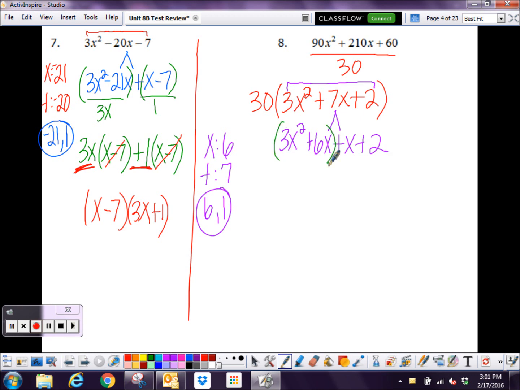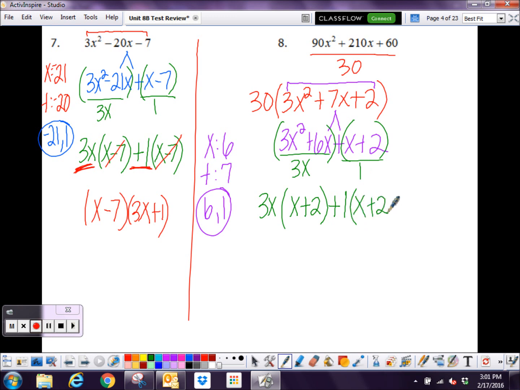I'm going to group my two terms here. Look at my first group. I have a 3x in common. So I'm going to take 3x out. That leaves me with x plus 2. Bring my plus sign down and look at my second group. I can bring out a 1. So again, I want to write that 1 down. If I divide by a positive 1, that still just leaves me with x plus 2.